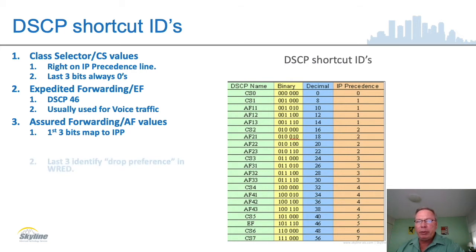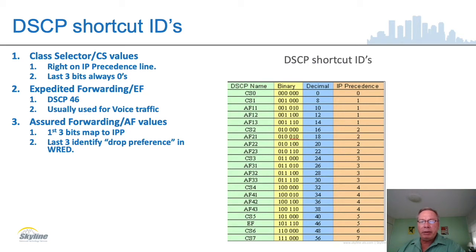But what about the second 3 bits? The last 3 bits are used by things like weighted random early detect for default settings in terms of drop preference. And the higher the number, the higher the drop preference in most weighted random early detect default mechanisms, okay? So if it's a 3, it would have by default a higher drop preference than a 1. Now you can change the defaults, but that's a different course.